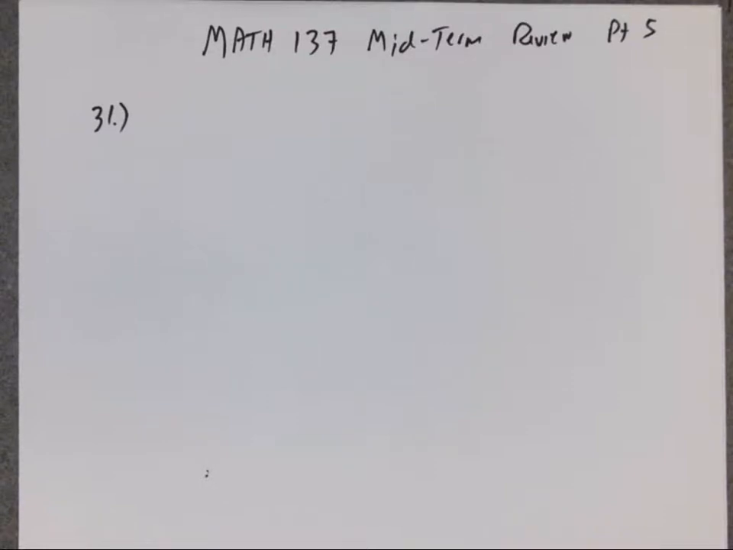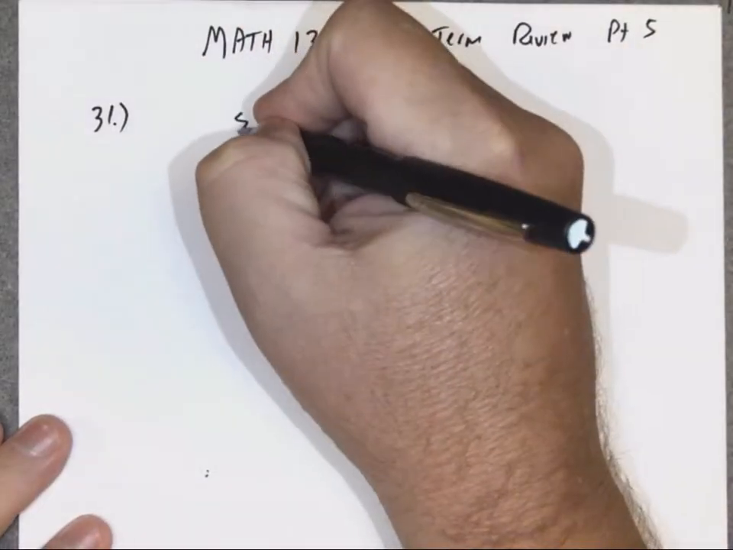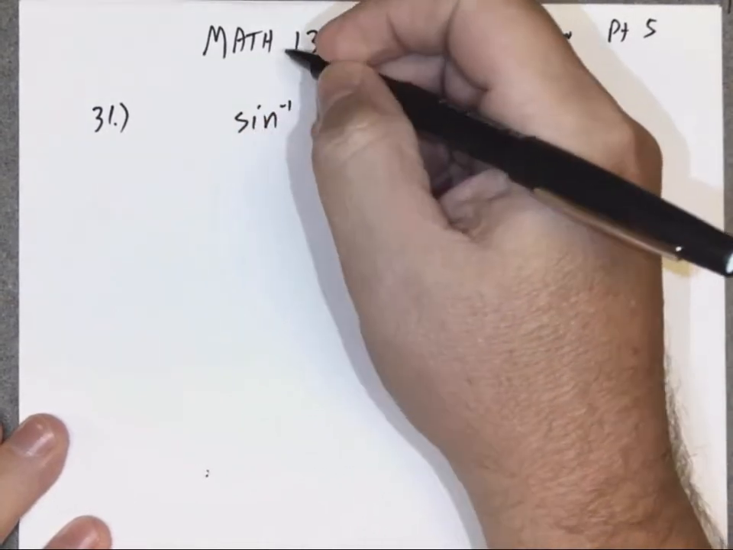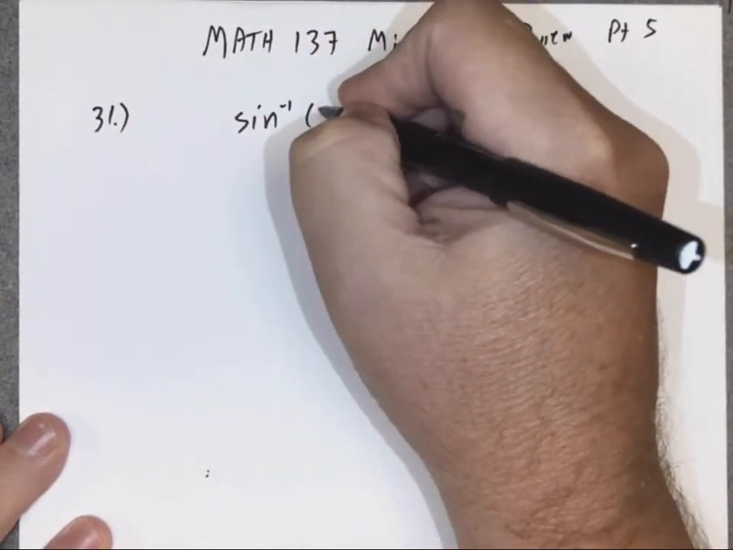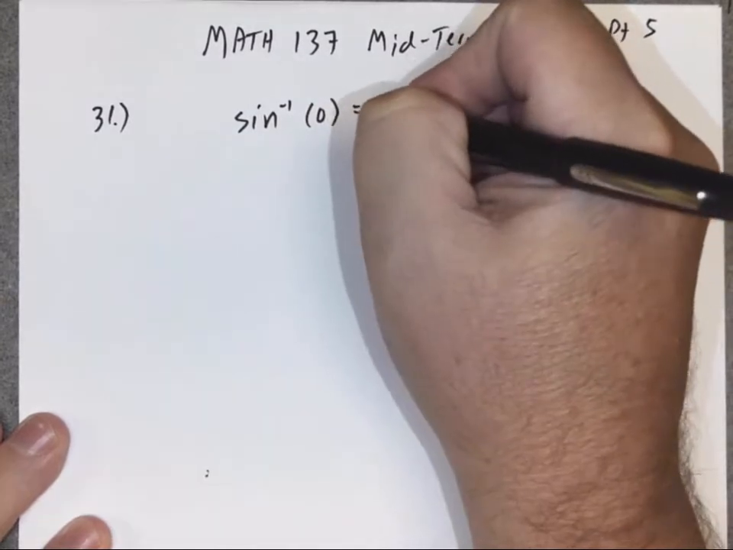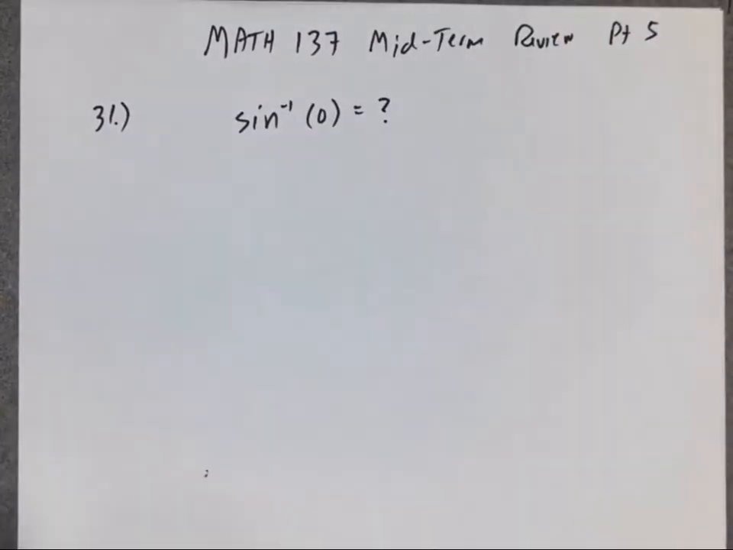Okay, we're ready now for problem 31. And I see that problem 31 says find the exact value of the following expression. And here we have an inverse sine function.